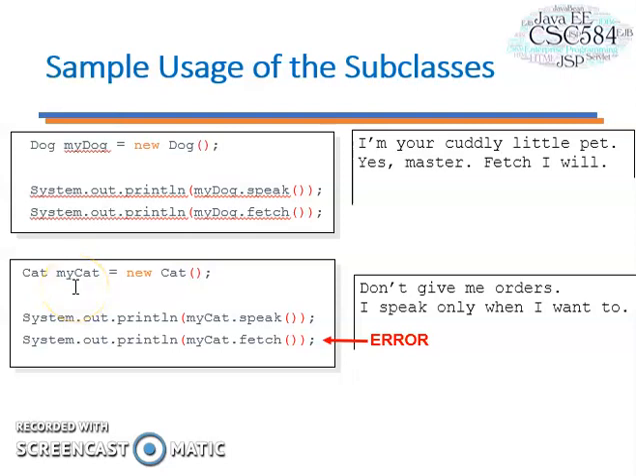Alright, for the Cat class, I declare my cat from the Cat subclass, and then I call speak. Okay, so this is the result from speak under the Cat class: don't give me orders. And then after that, I use the same object to call fetch. This displays an error because in the Cat class we do not have any fetch method, so it will fail to find the fetch method.